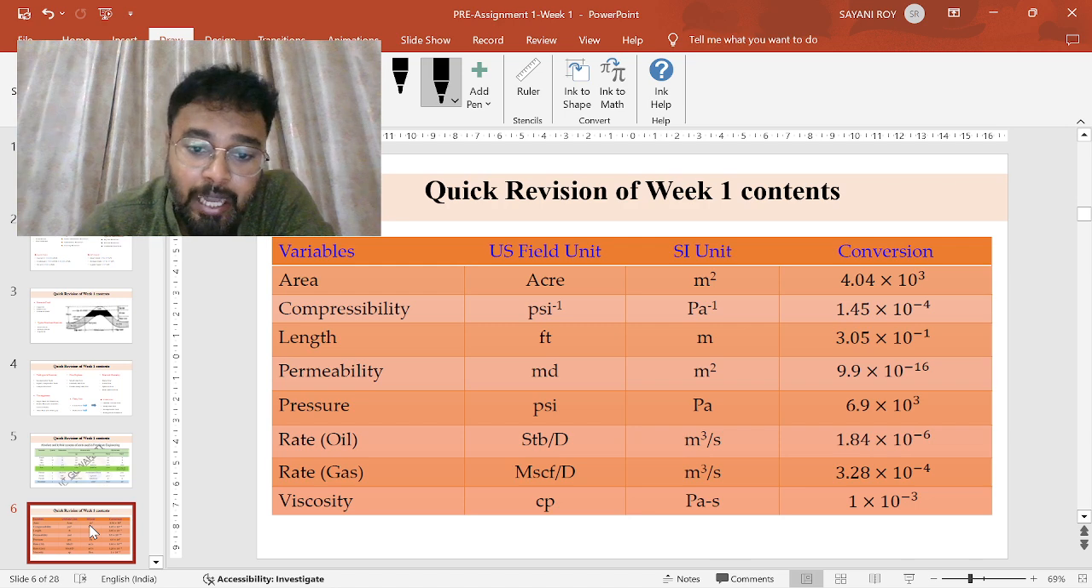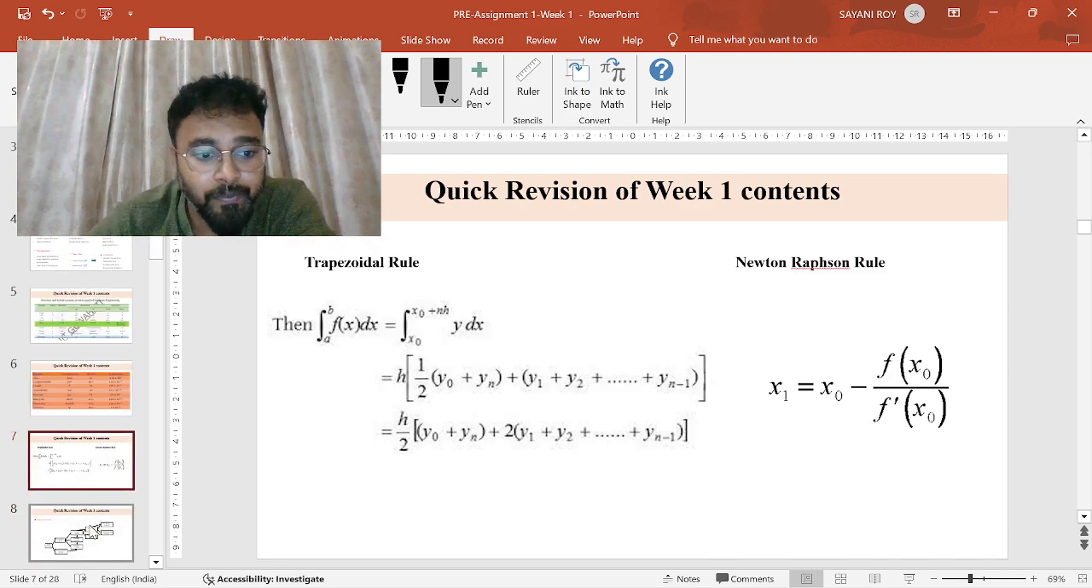For gas rate it is MMSCF per day, that is million standard cubic feet per day. Then for viscosity, centipoise or Pascal second.